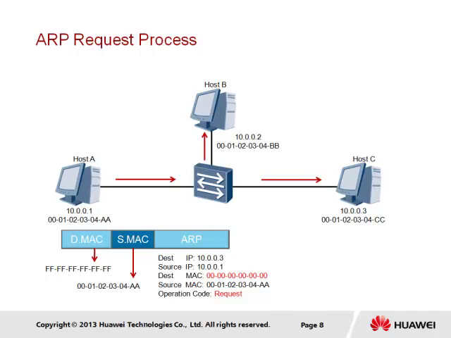One final point to note is that while the addressing in the frame header is used for frame forwarding, the addressing in the ARP header is used solely for the population of the ARP cache table.